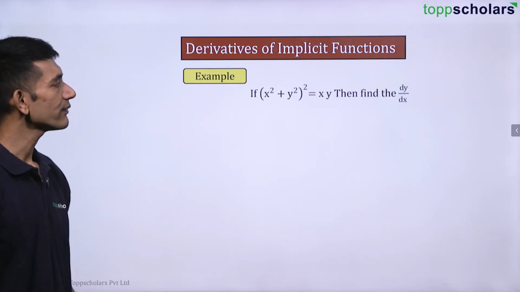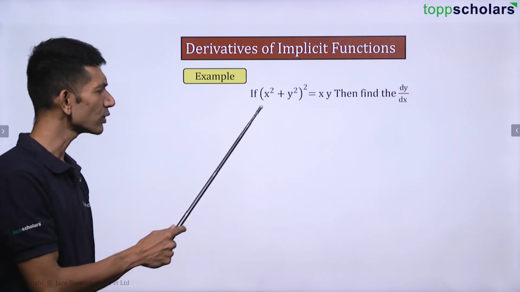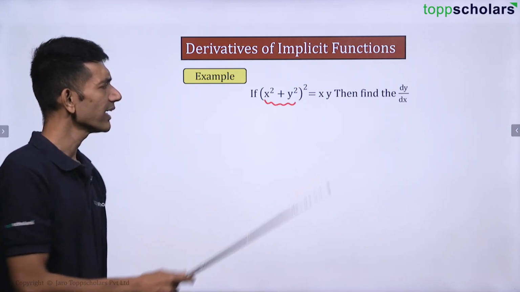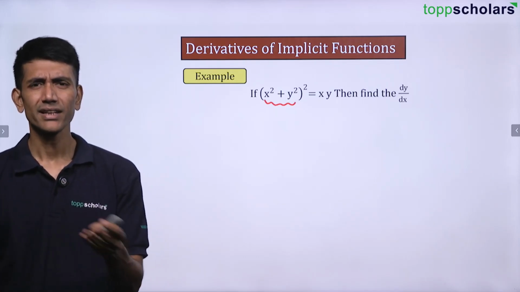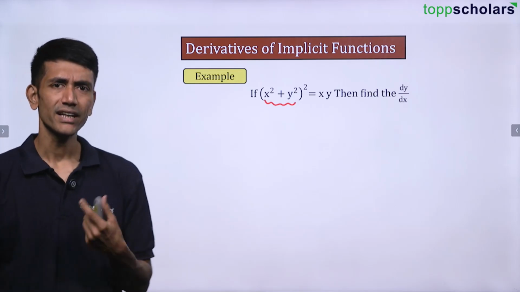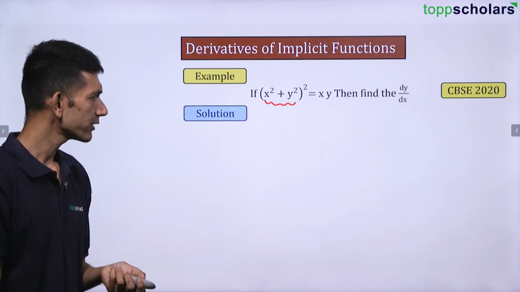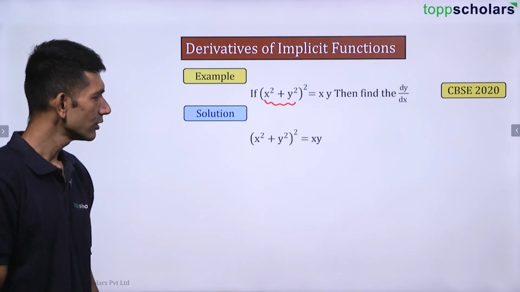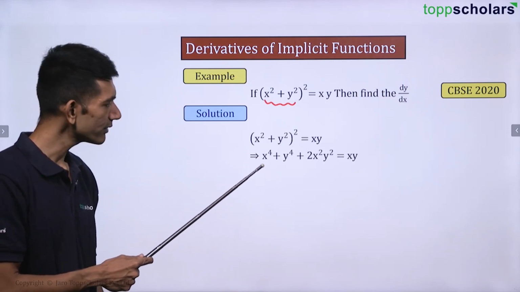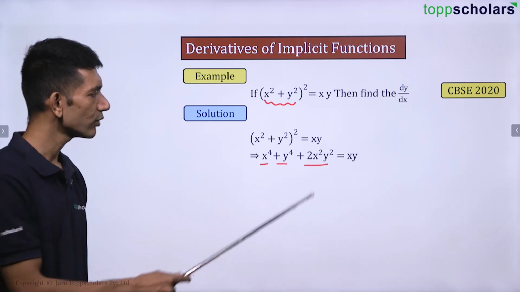Here you have, if x square plus y square the whole square is equal to xy, then find dy by dx. Simple question. Now see, x square plus y square the whole square. This is a plus b the whole square, that is a square plus 2ab plus b square. So if I expand this, I get x raised to 4 plus y raised to 4 plus 2 x square y square, isn't it? Let us expand that. So we get x square plus y square the whole square is x raised to 4 plus y raised to 4 plus 2x square y square is equal to xy.